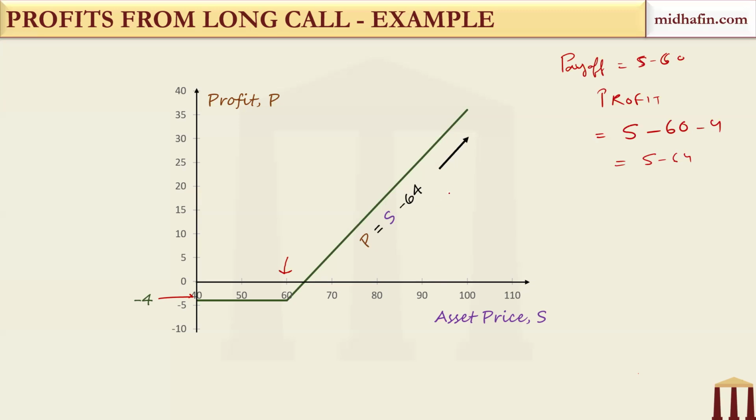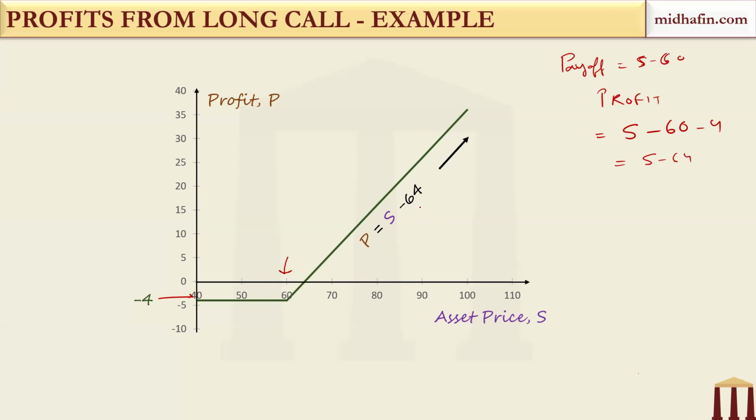Now, a very interesting follow-up. Of course, it's very simple, but we'll use the language of mathematics to make it more clear, because it is very important that you understand this in the form of simple equations. This is a very simple equation: P is equal to S minus 64.